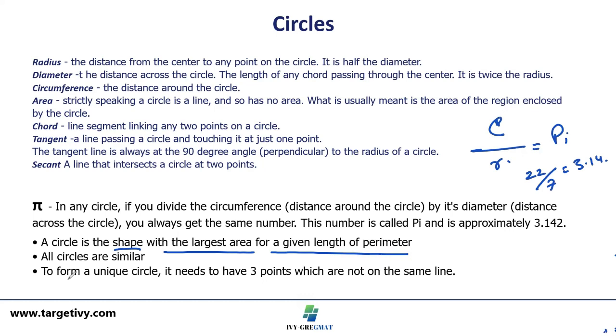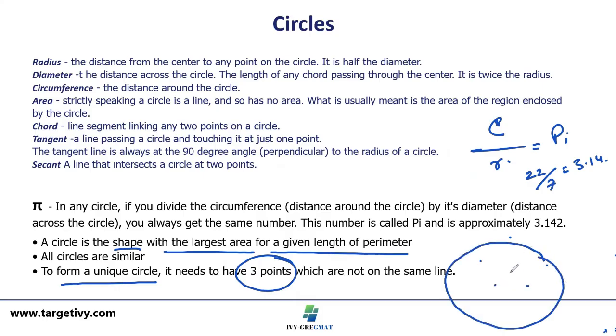Another thing, to form a unique circle, you have to have 3 points. If there are 2 points, you cannot draw a circle. You have to have 3 points. So in order to make a circle, it may be a circle of this size or it may be a circle which is of this size. So you need 3 points.